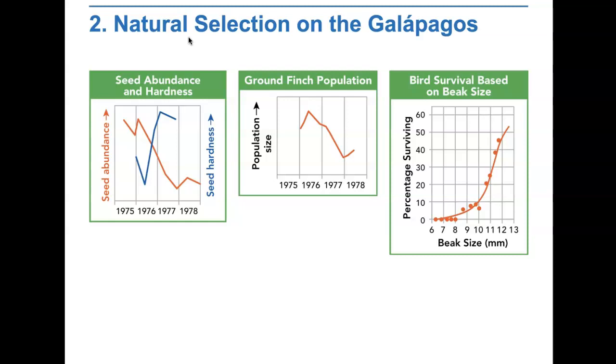Also, this work showed the importance of variation in providing raw material on which natural selection can operate. Variation within a species increases a population's ability to adapt to and survive environmental change. If the finch population hadn't had enough variation in beak size when the drought started, they would not have been able to adapt and change.